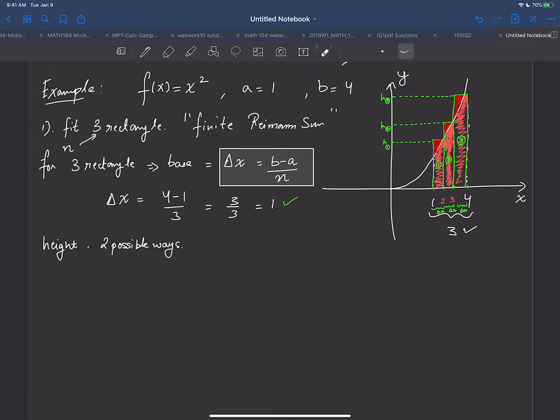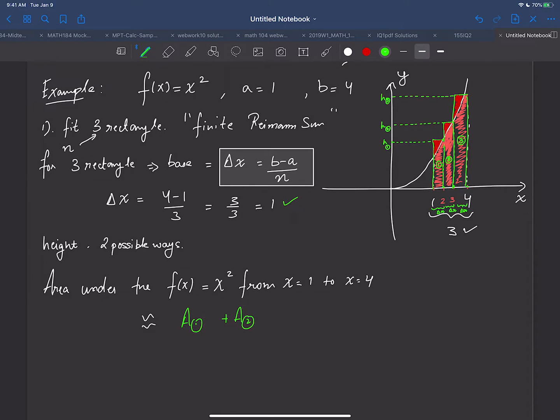So now, how do you compute the area of these 3 rectangles? We're trying to say the area under the function x squared from x equals 1 to x equals 4 is approximately equal to the area of the first plus the area of the second plus the area of the third. Okay, right? That's what we're trying to achieve.